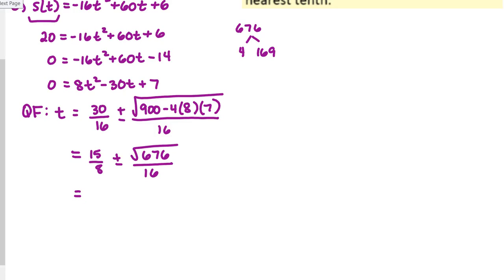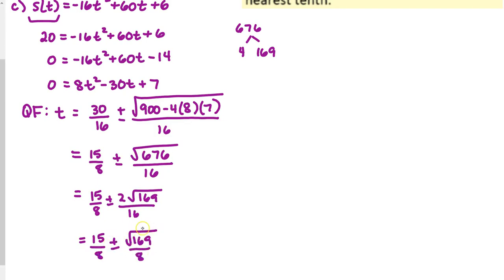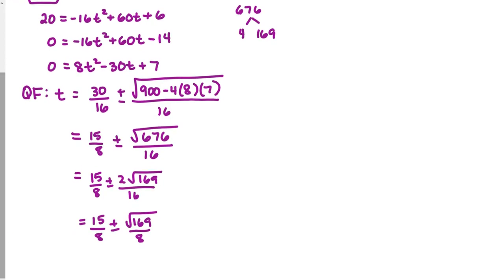And unless I'm missing something, I think that's about as good as it's going to get. So we have 15/8 plus or minus 2 square root 169 over 16. Let's reduce that to 15/8 plus or minus square root 169 over 8. Okay, now let's find the approximate values of both of these using the calculator. 15/8 plus square root 169 divided by 8 is 3.5.